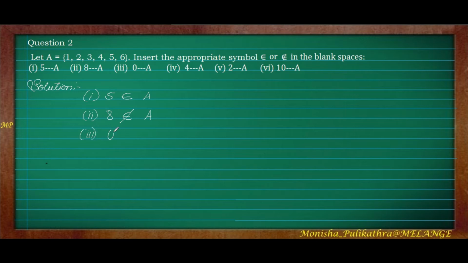Third one is 0. So 0 is not in set A, so we write 0 does not belong to set A. In the same form, the fourth question is 4. So 4 is inside the set A, so 4 belongs to set A. Next, the fifth one is 2. Again 2 belongs to A. And the last one, the sixth, is 10. In set A, only numbers from 1 to 6 are there, so 10 is not there. So we write 10 doesn't belong to set A. Okay, I hope you understood this.